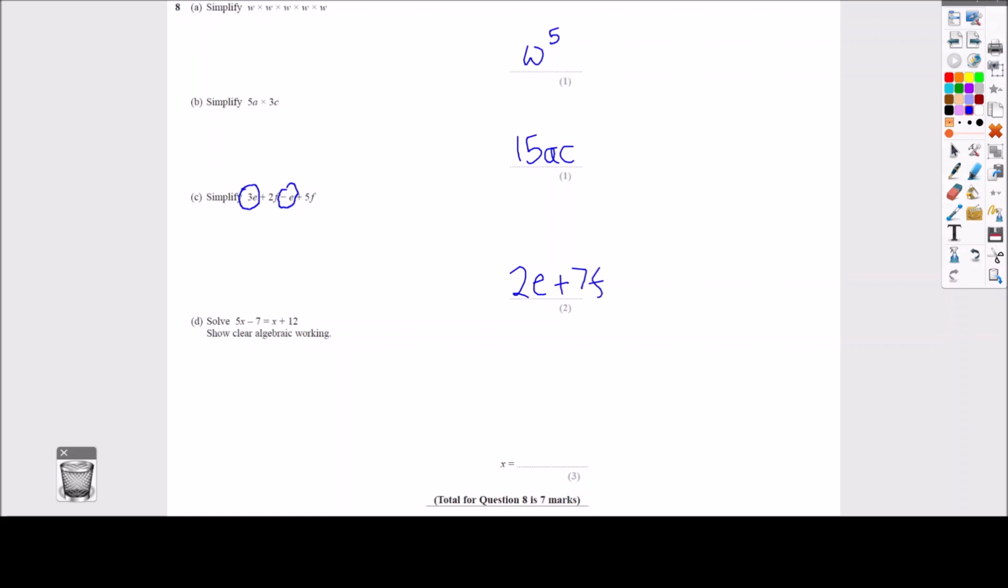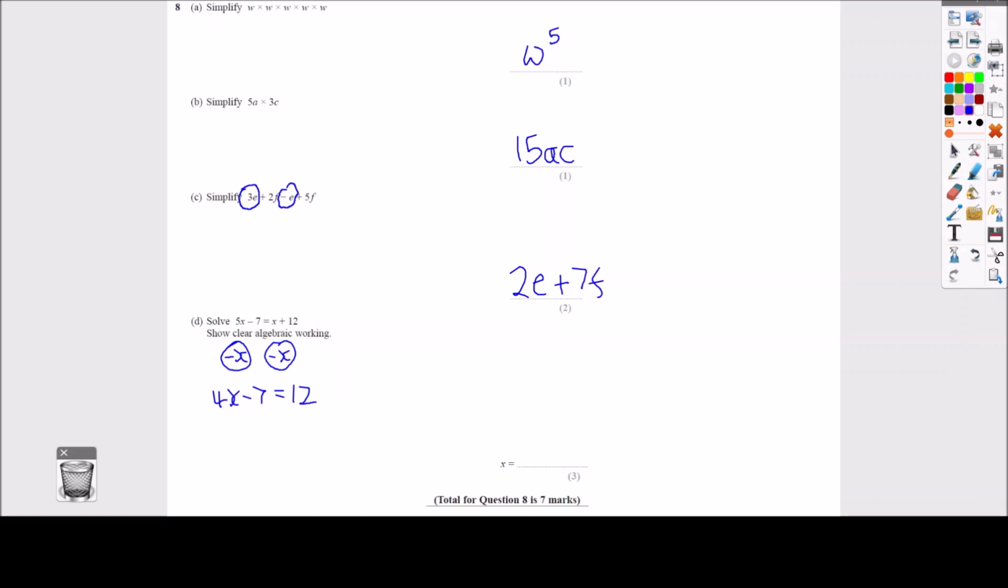Now part D, we've got to solve this equation, so we need to get all the x's onto one side, all the normal numbers onto the other. Now, because there's a bigger number of x's on the left to start with, I'm going to take the x's over to the left. So I'm going to take away x from both sides. So at that point, having taken away an x from the left, I've got 4x minus 7. And on the right, I've got 12 because I've taken away the x.